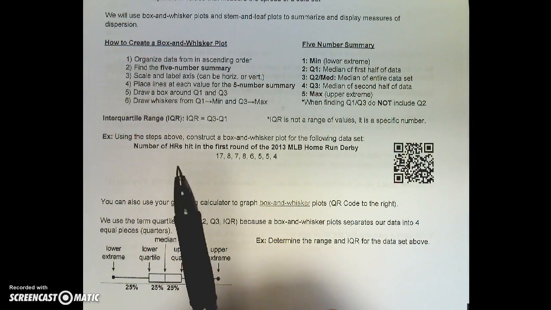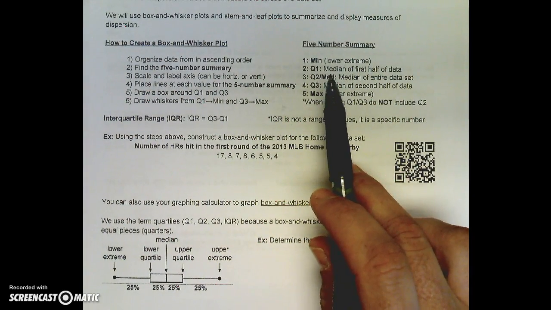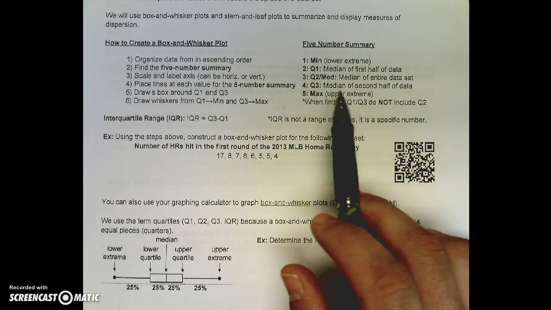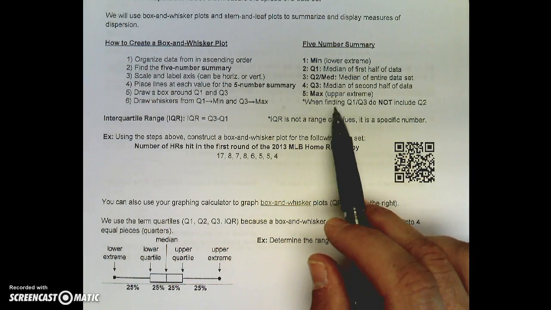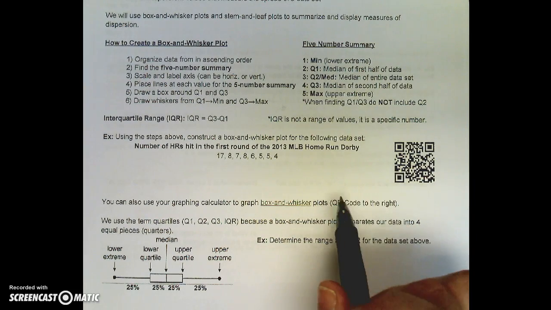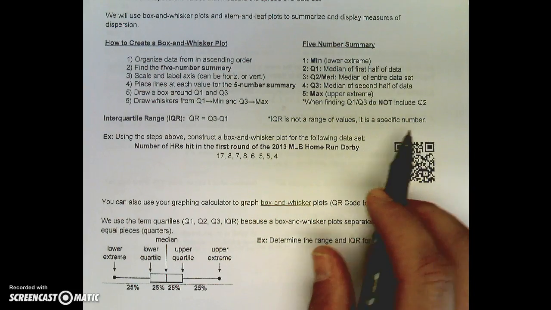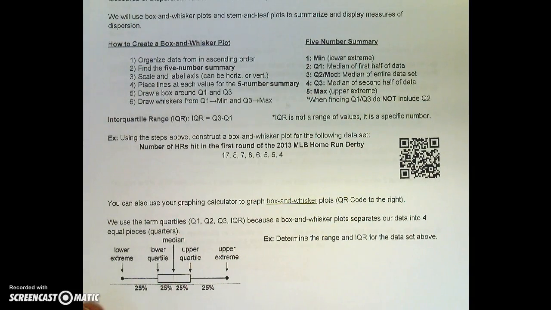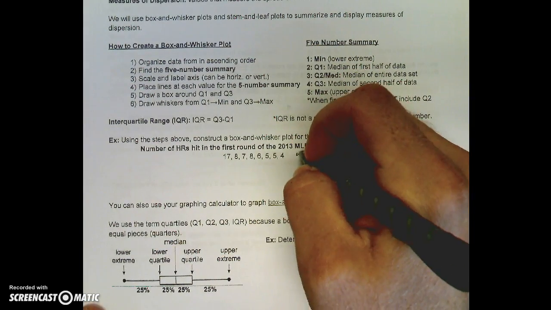The min is your smallest number. Q1 is the median of the first half of the data. Q2 is your median of the entire data set. Q3 is the median of the second half of the data. Max is your maximum, your highest number. When finding Q1 and Q3, do not include your median. That's important as well. We also have something called the interquartile range, which is Q3 minus Q1, which you'll see at some point. So here, I'm going to rewrite all of this out.